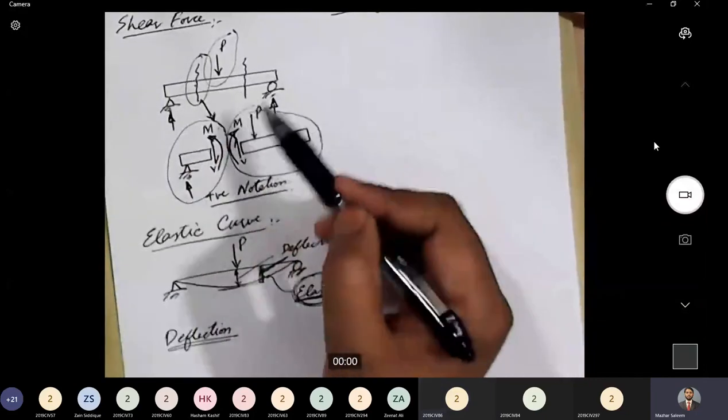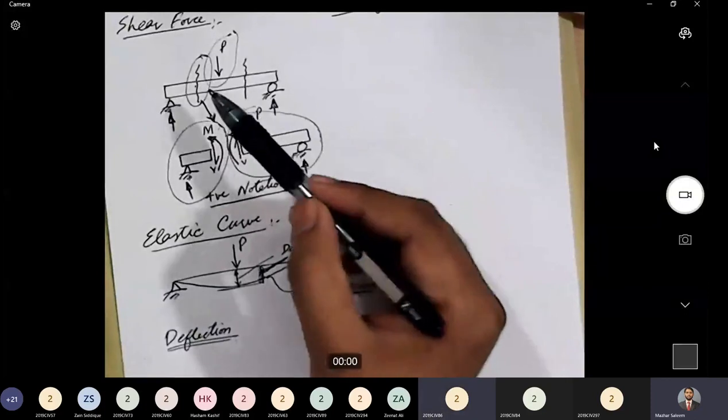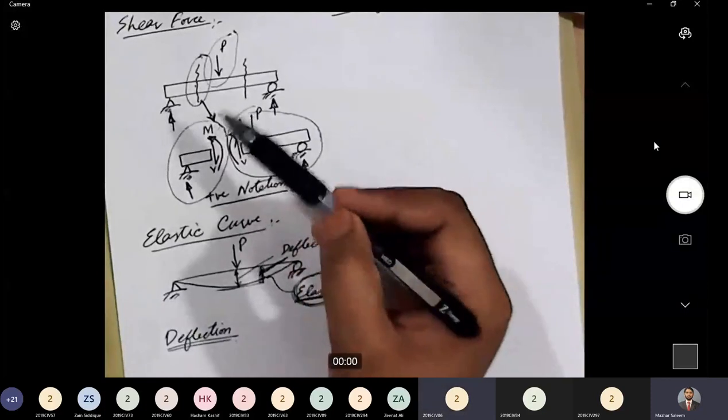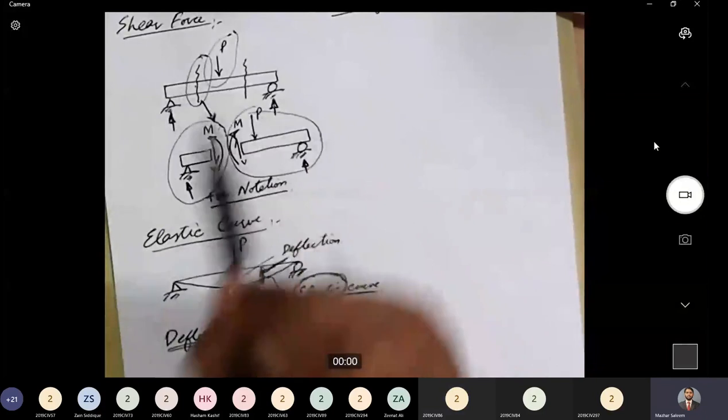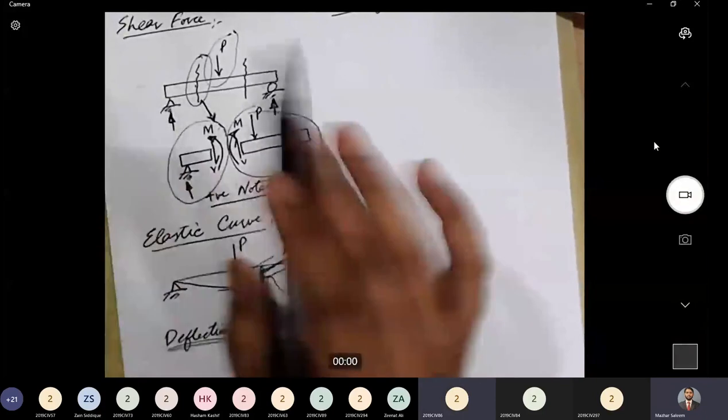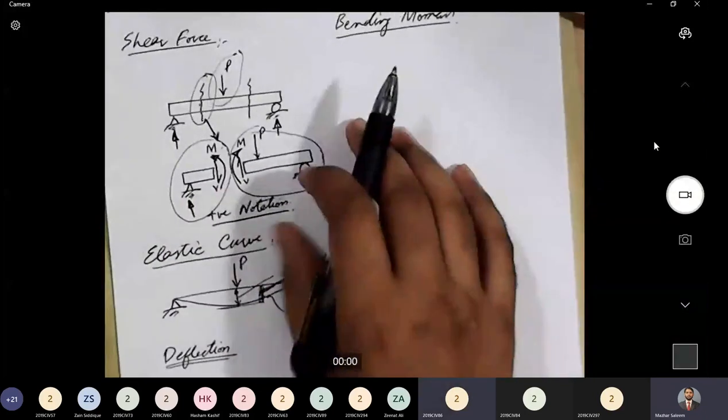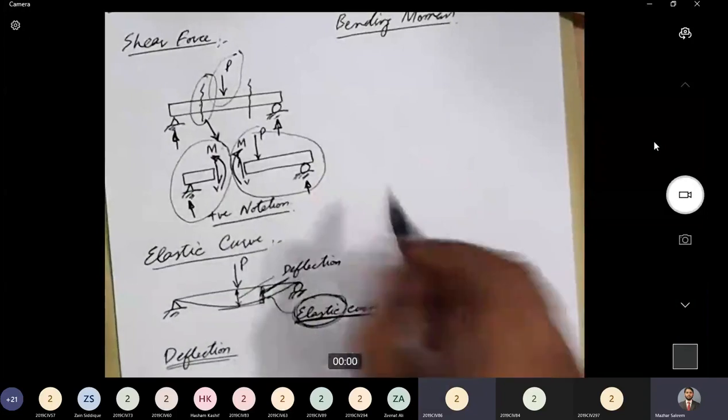But in some cases, you might be asked to calculate shear force at a particular point. In that case, you will just consider one section passing through that point. But we are going to discuss that in a short while. Don't worry about that. Okay? Yes, sir. Thank you so much.